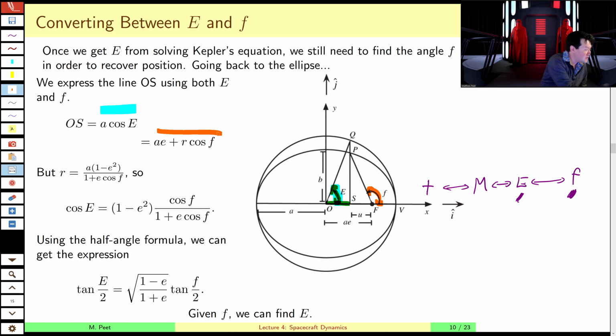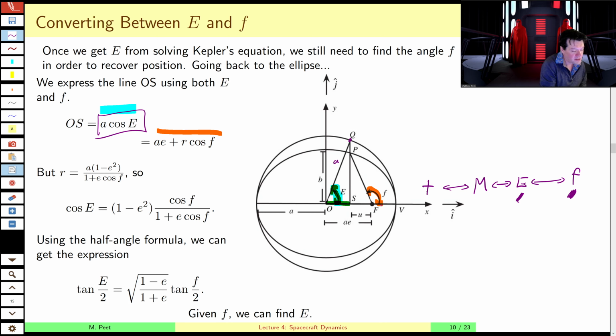The first one is easy. We've done this same length like three times already. In terms of eccentric anomaly, it's just a cosine E, because it's that triangle. This length is a, so done.